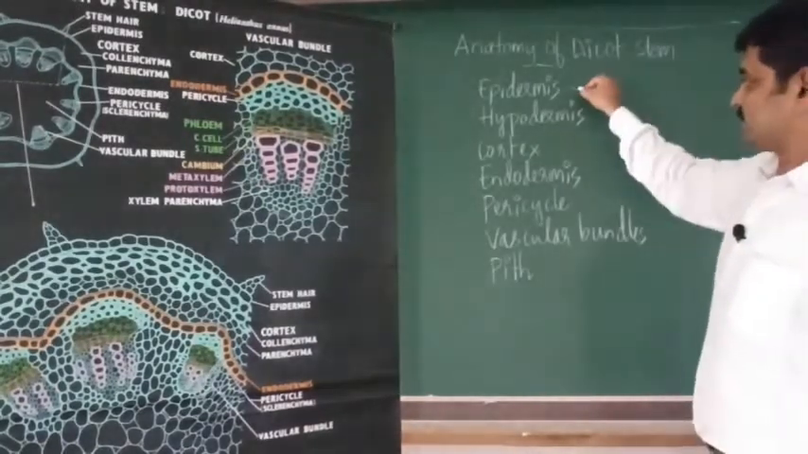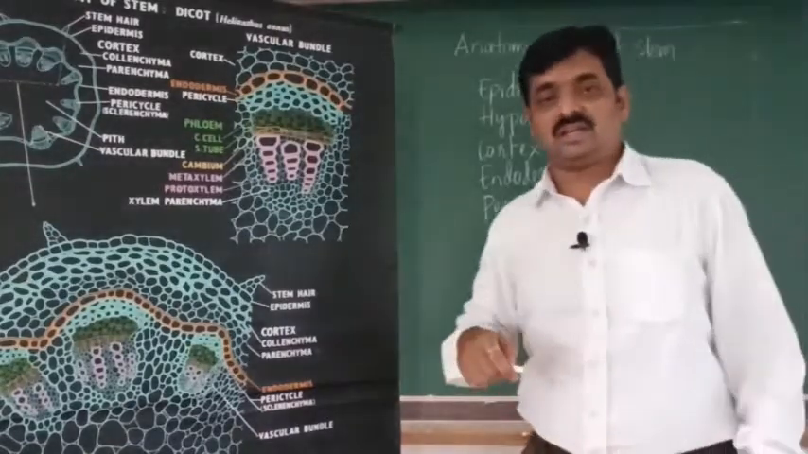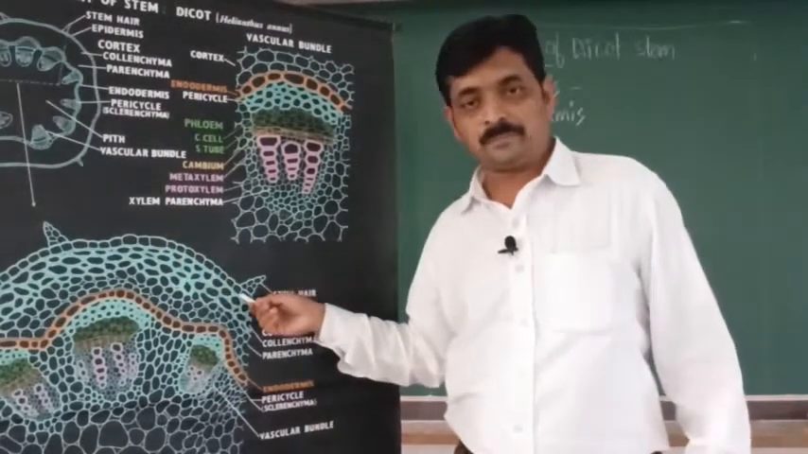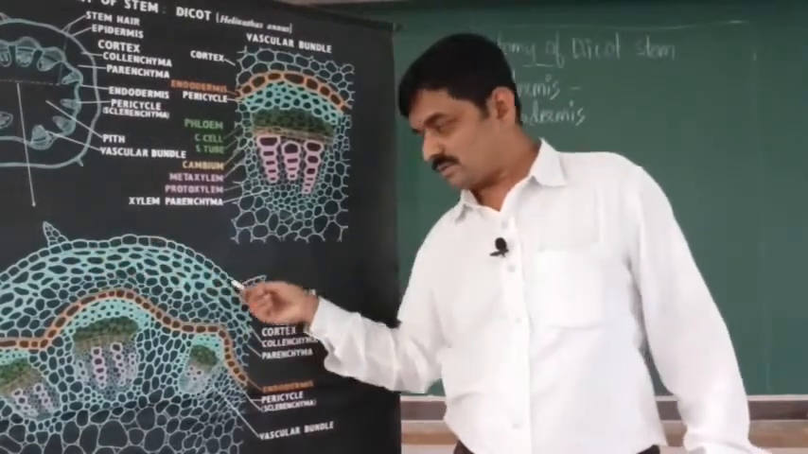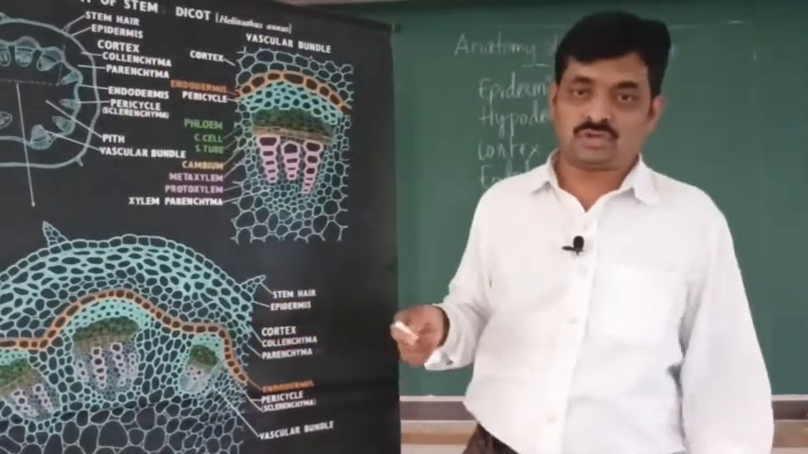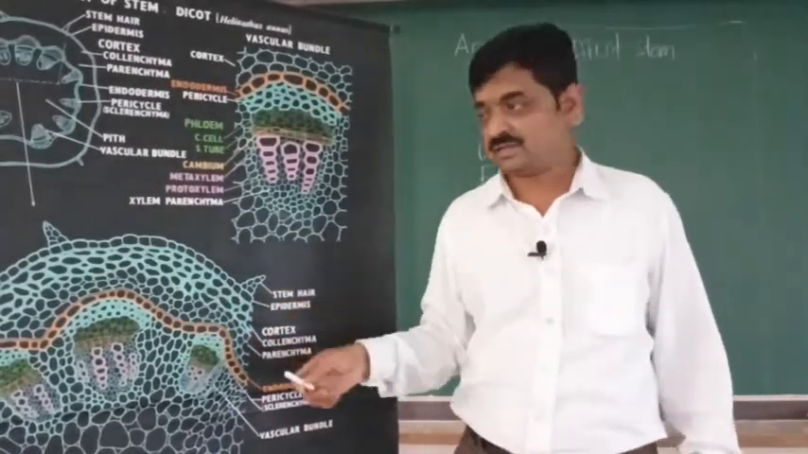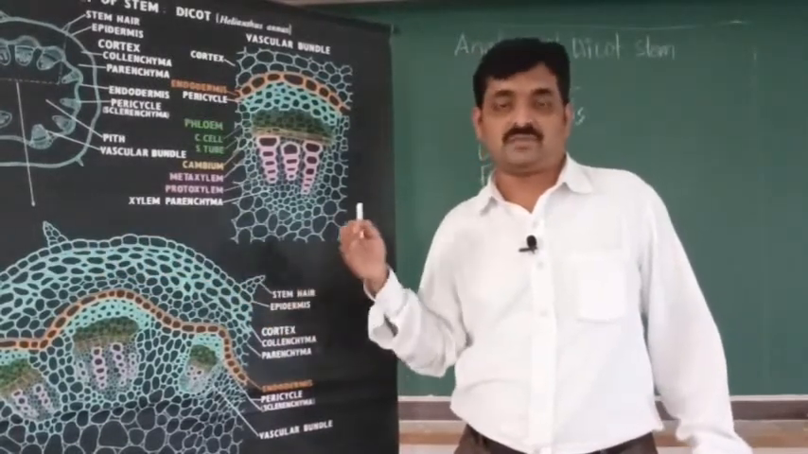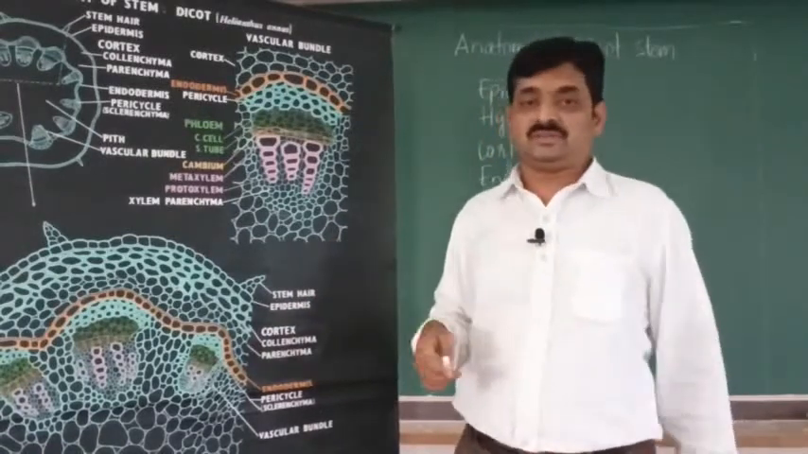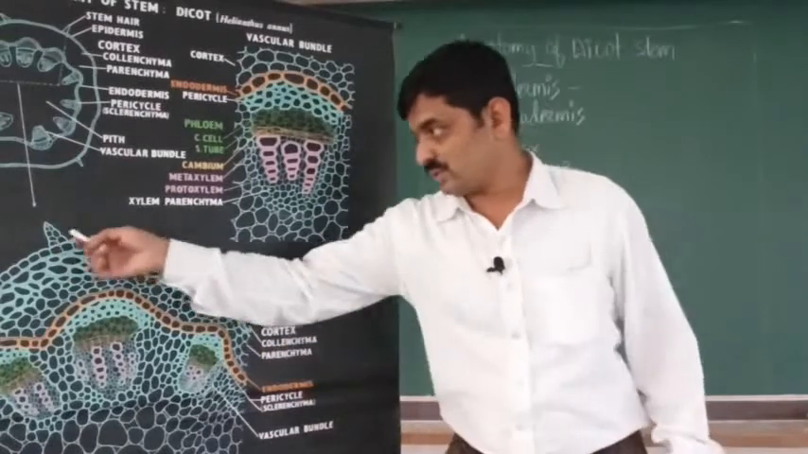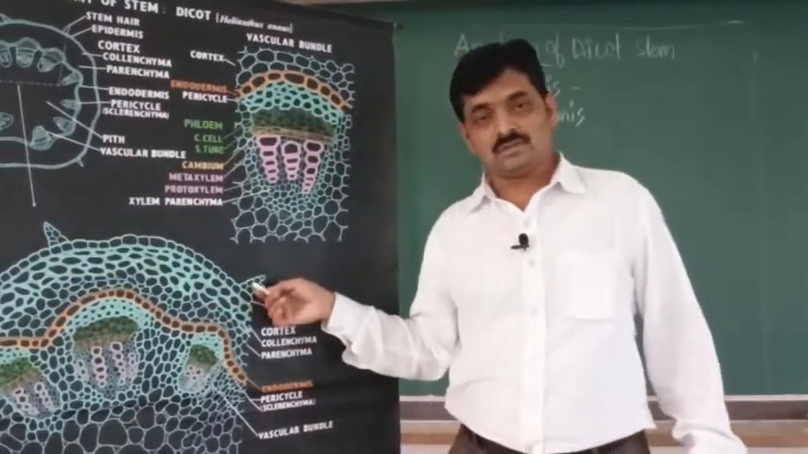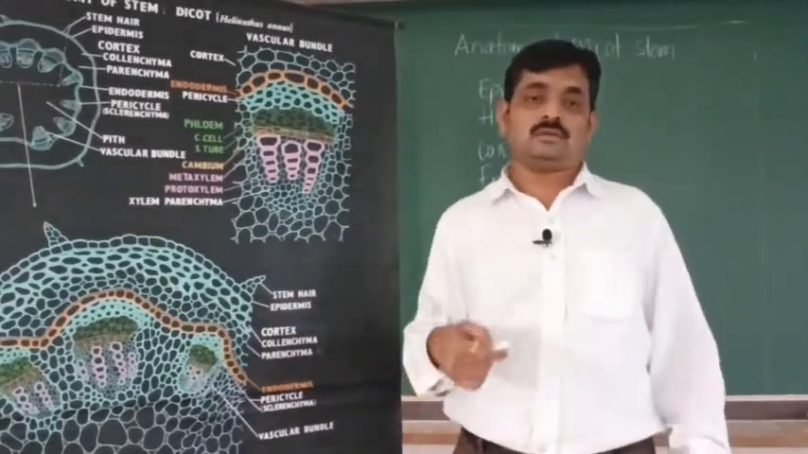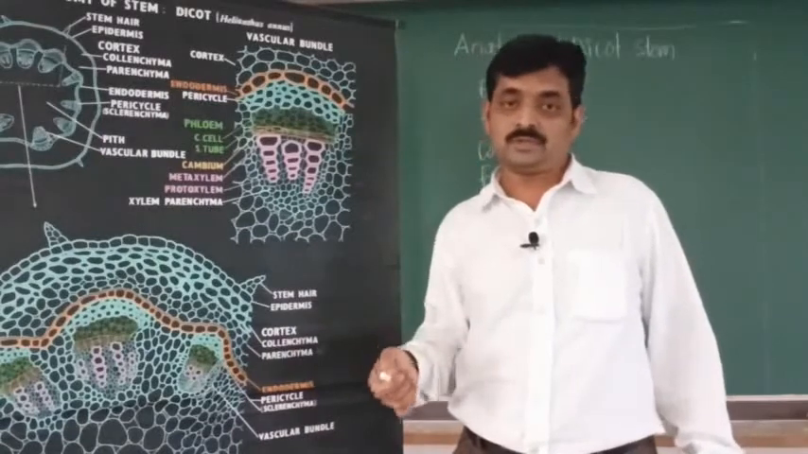So first, epidermis. Epidermis is the outer layer. You can see here, this is the epidermis. It is the outer covering of stem, which is composed of single layer of parenchyma cells. On the epidermis, you can observe epidermal hairs. You can see here, this one here. These are epidermal hair which are observed on the epidermis. They are also called trichome, plural trichomes.